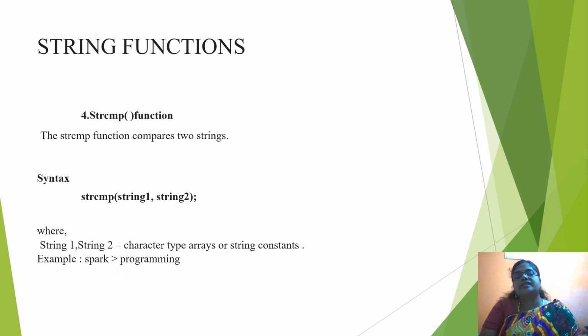The next one is the string comparison function. The string comparison function compares two strings: strcmp(string1, string2), where string1 and string2 are character arrays or string constants. Example: "spark" is compared with "programming", which means these two are not equal to each other.